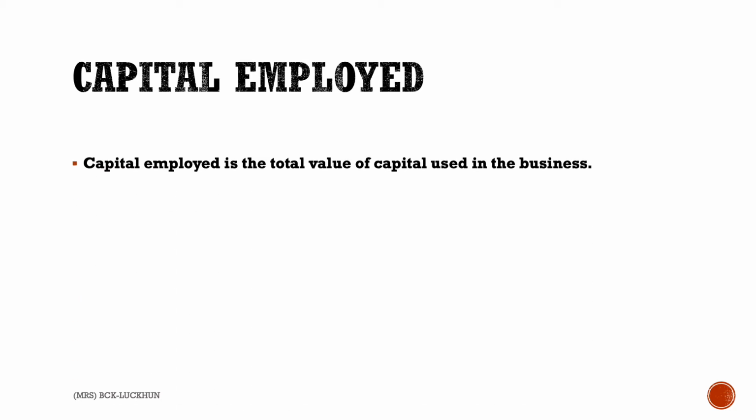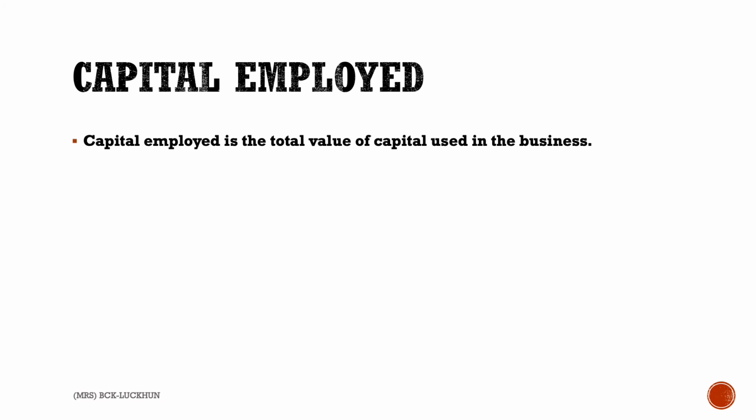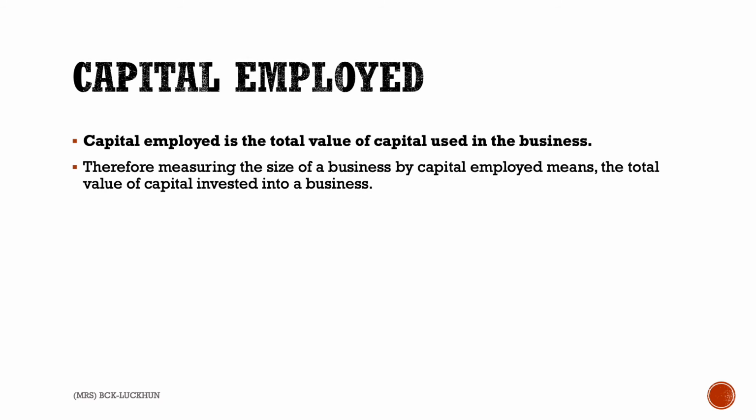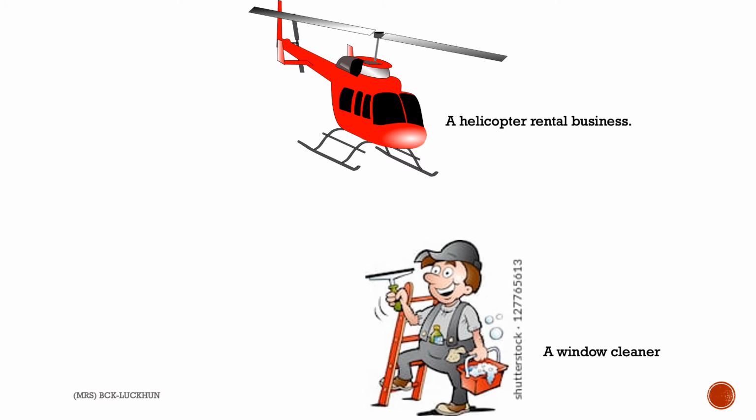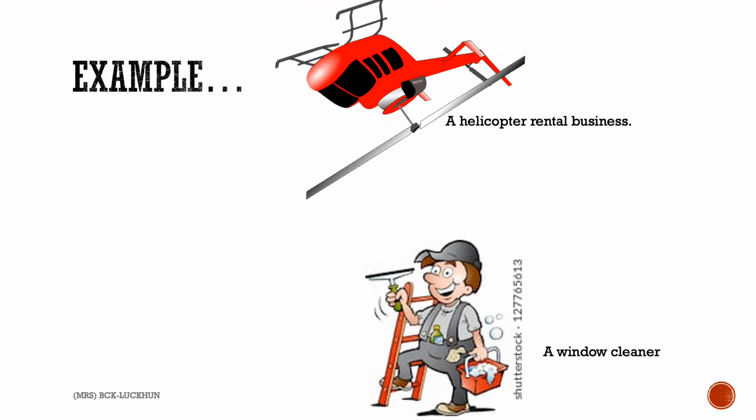The last measure is capital employed. Capital employed is the total value of capital used in the business. Therefore, measuring the size of a business by capital employed means the total value of capital invested into a business. A small business will invest less capital compared to a large business in the same industry. Let us have a look at this example.